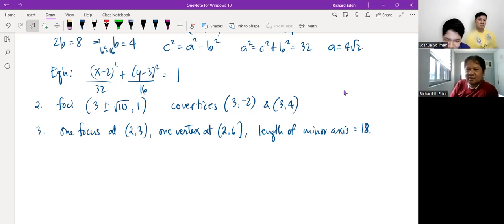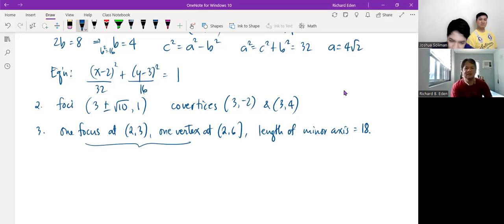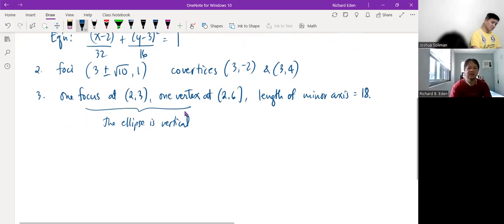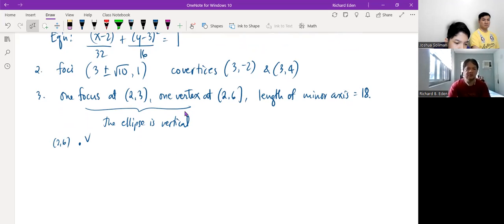I realized. Okay. Since the focus and one vertex are on top of each other, it means the major axis is vertical. So the ellipse is vertical. Yes. Right. Okay. So the ellipse is vertical. So you have 2, 6 here. That's the vertex, and the focus is at 2, 3.